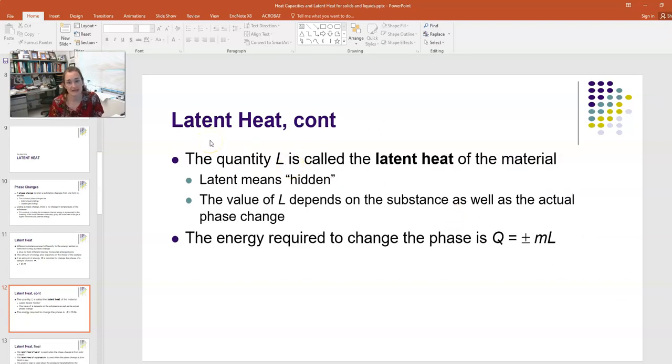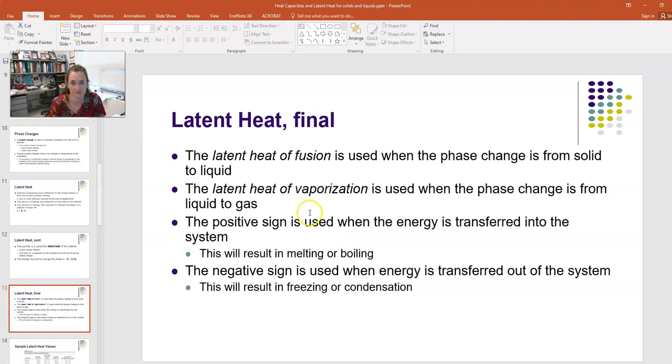So this latent heat of the material, L, right, which is Q over M, is the amount of energy per unit kilogram that it takes to change the phase, for whatever phase change that you've got. Now the energy required to change that phase, Q, is equal to plus or minus mL. You choose the plus or minus sign depending upon the direction that you're going with the phase change.